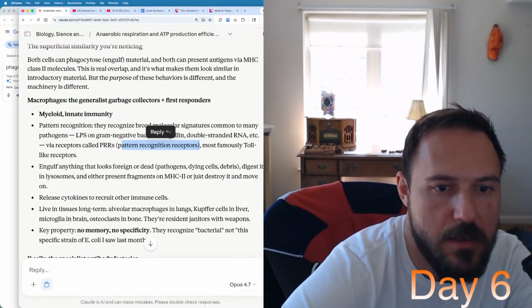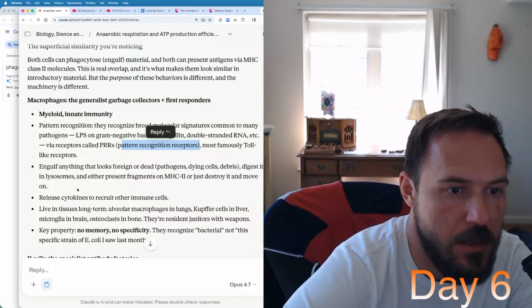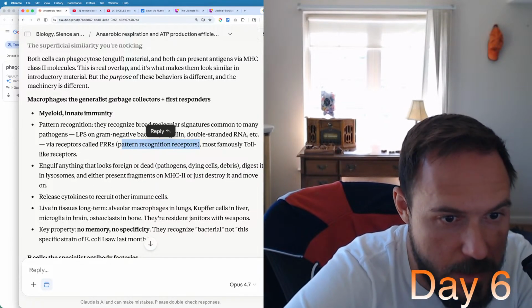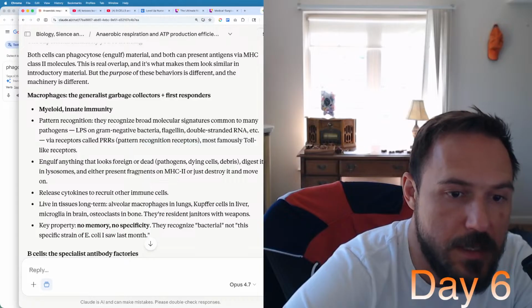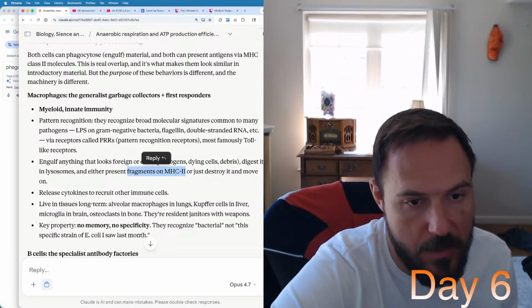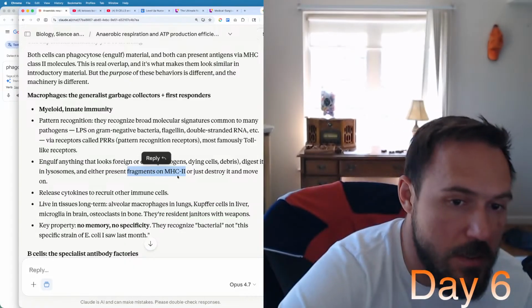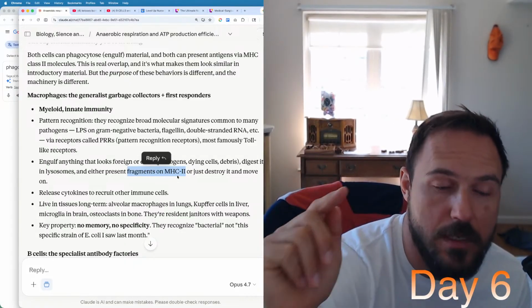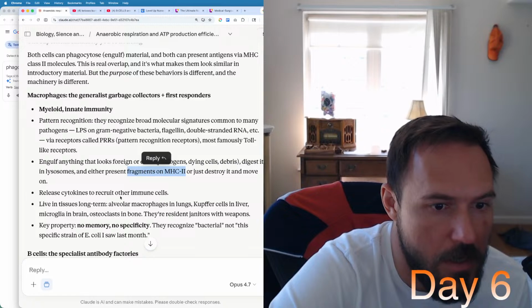Pathogens, dying cell debris, and regular debris are digested in lysosomes, and the macrophage either presents fragments on MHC or just destroys it and moves on. When it presents fragments on MHC2, then the T cells probably come, sorry, not B cells, and send a signal: hey, we need more of this. It releases cytokines to recruit other immune cells.